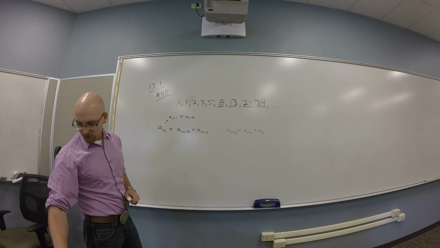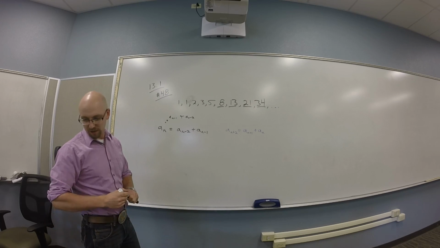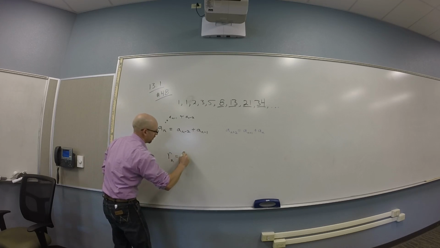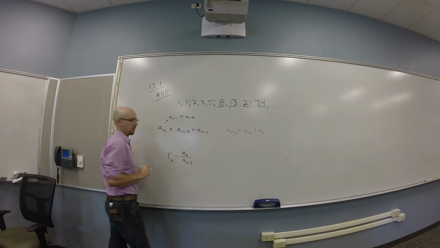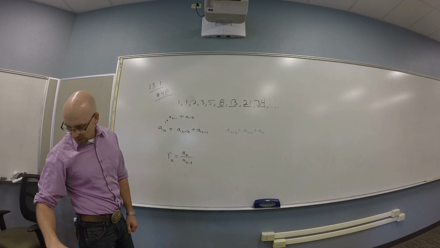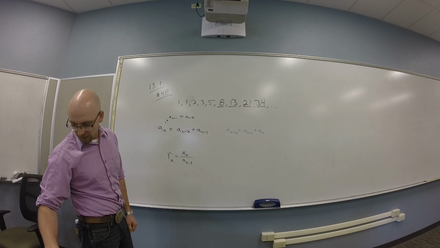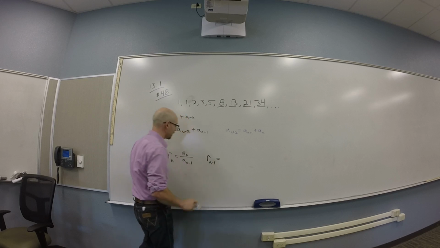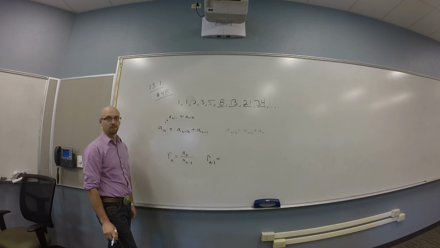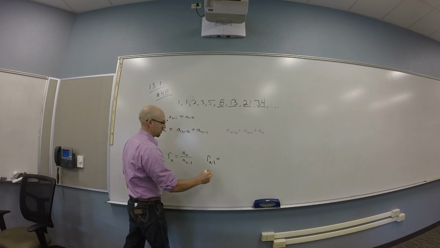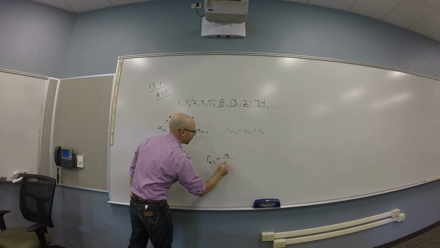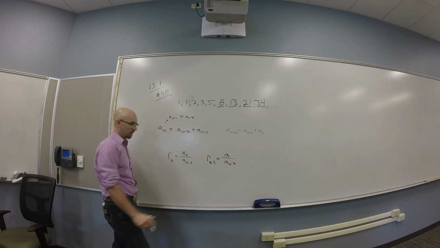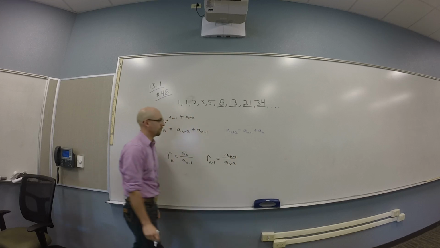Then C says, suppose R_n is the ratio a_n over a_(n-1). And then R_(n-1) should be the ratio between what? a_n over a_(n-2)? Close. A something over a_(n-2). a_(n-1) over a_(n-2), right?